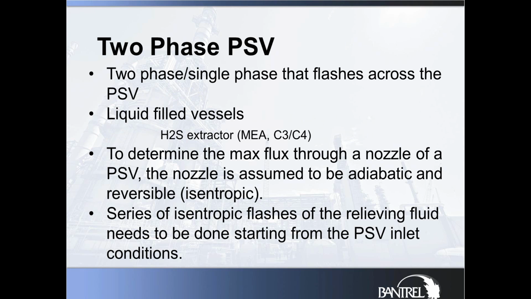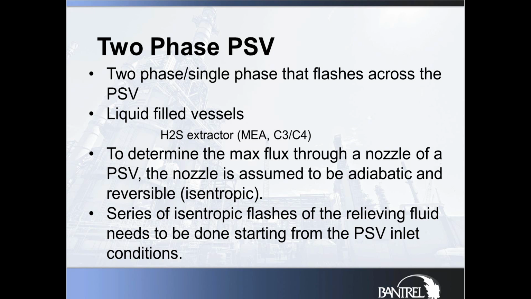A two-phase PSV is one handling a two-phase fluid, or a single phase that flashes across the PSV. One example for such a PSV is liquid-filled vessels. For example, there was an H2S extractor where MEA was used to extract H2S from a mixed stream of C3 and C4 in a saturated light end unit in the refinery, and a two-phase PSV calculation was applicable.